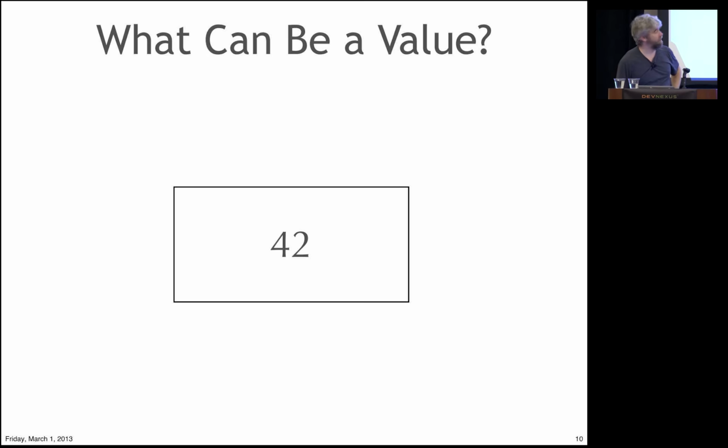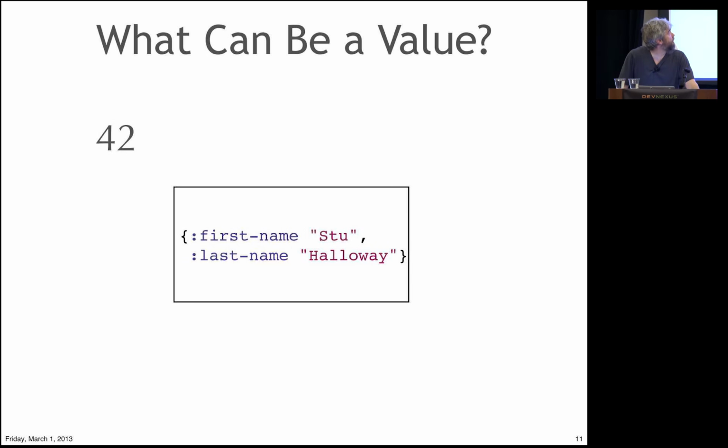Well, obviously, 42 could be a value. Everybody knows that the first data structure you ever make always has to be 42. But the value could be more complicated than that. So it could be a map. So here's a map with key first name, value Stu, key last name, value Halloway. That's also a value, even though it's composite. So even though something is composite, it can still be a value. And of course, once it's composite, it can be quite big.